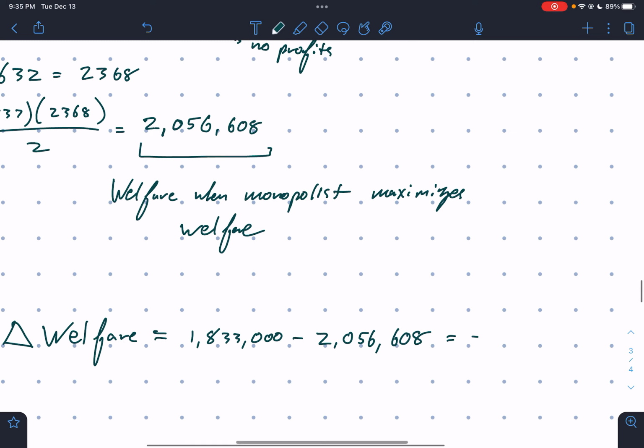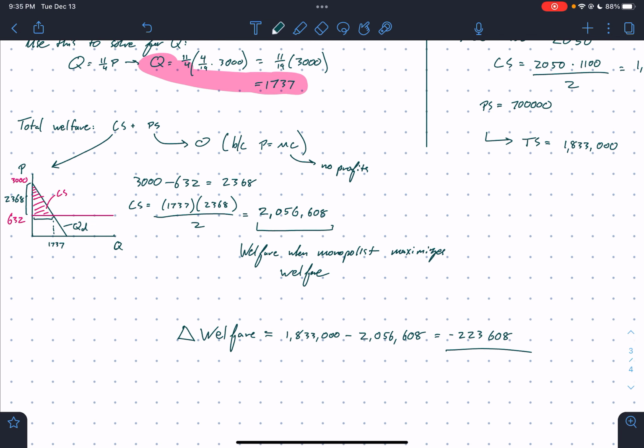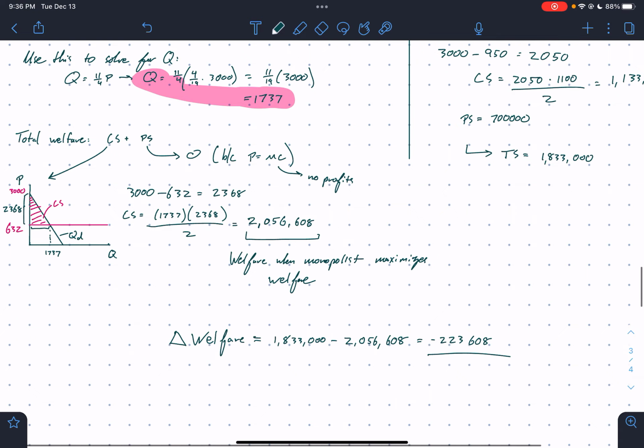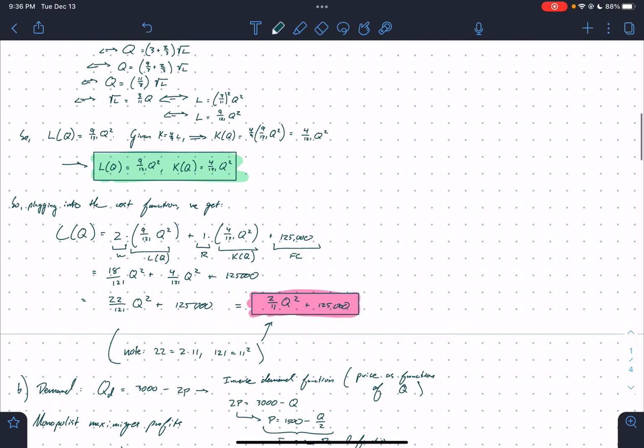All right, so according to my calculations, if I haven't done anything wrong, we'd see a decrease in welfare when the monopolist is pricing to maximize their own profits versus when they're trying to maximize societal welfare. So this shows that monopolies are inefficient and that their interests are not aligned with the interests of society. So this is kind of just showing you that idea. I believe that's all of it.